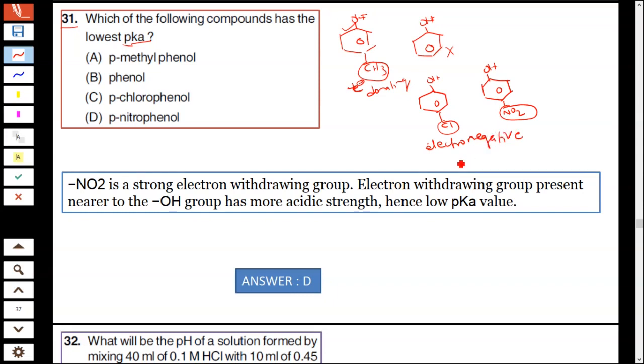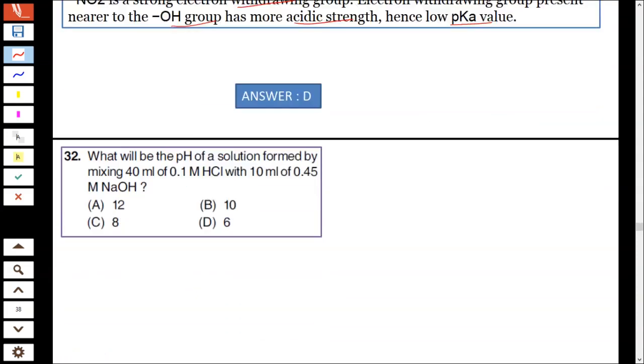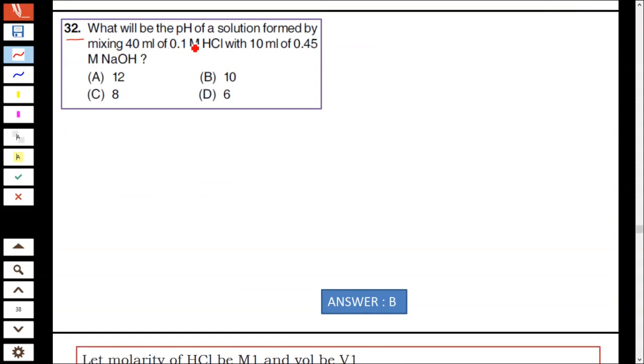Both nitro group and Cl group are electronegative, in which NO2 group is more electronegative than chlorine. Hence option D is correct, because NO2 is a strong electron withdrawing group. An electron withdrawing group present nearer to the OH group makes it more acidic, hence low pKa value. Hence acidity is greater for compound D, para-nitrophenol. Hence answer is D.